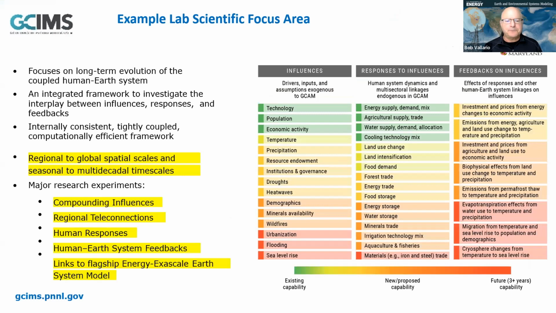Next slide. Here's an example of one that works more from the regional scale to the global scale. And you may be familiar with this. It's the GCAM model, the Global Change Analysis Model, which is funded through this global change intersectoral modeling system activity. And it gives you an idea of the kinds of influences, responses to influences, and feedback on influences you can see in these various columns, where they've color-coded the existing capabilities, the newly proposed capabilities, and the desired or intended future capabilities they will be exploring within several years. And there's a large cross-section of components and influences and responses to influences and feedbacks listed.